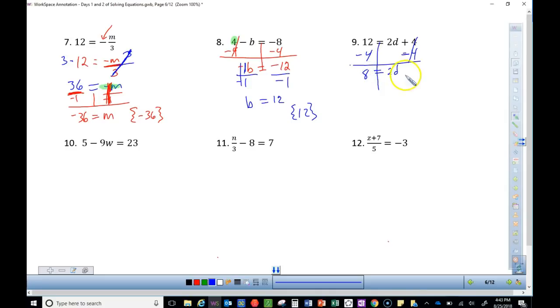Now we have 2 multiplying to d. So the opposite of multiply is divide. 2 divided by 2 makes 1. So we have 1d. Divide this side, got to do the same thing on both sides. 8 divided by 2 is 4. So the set notation would be 4.